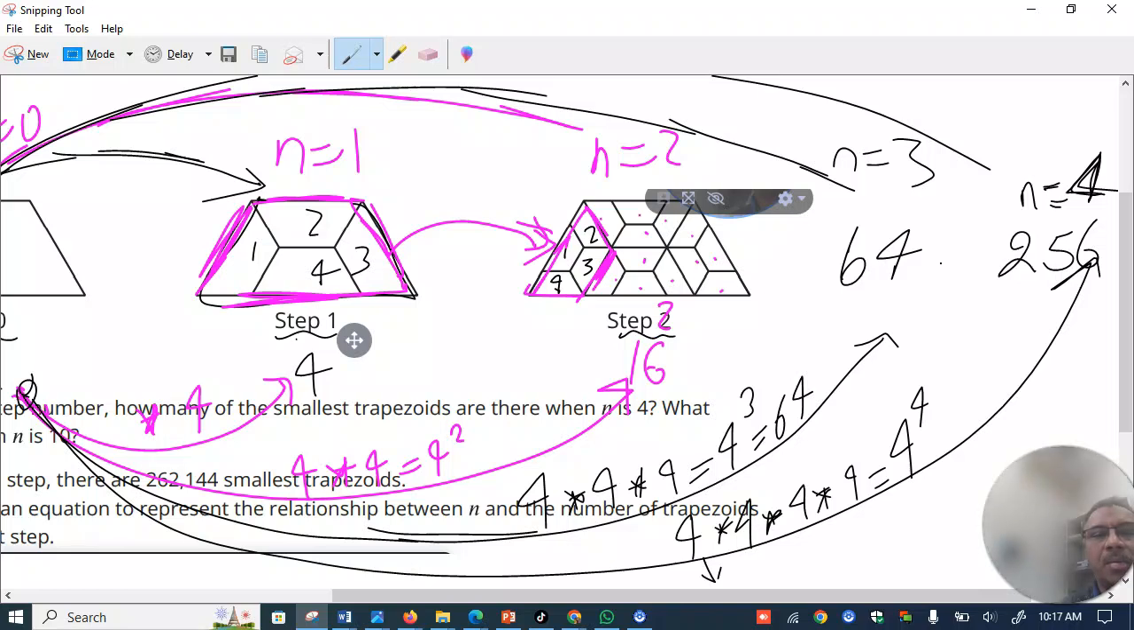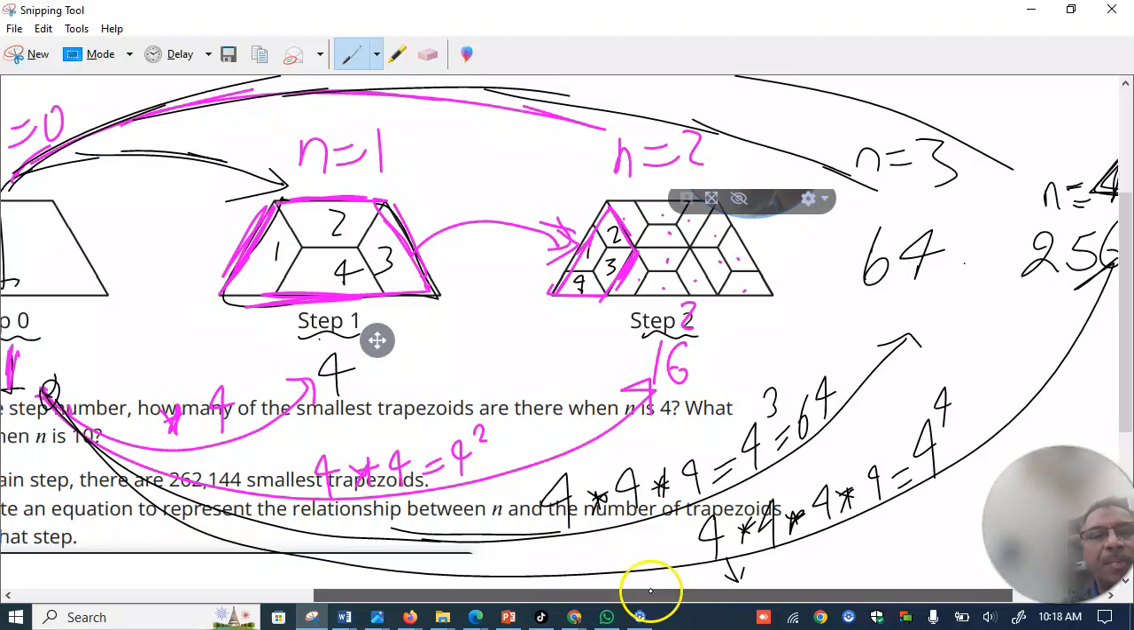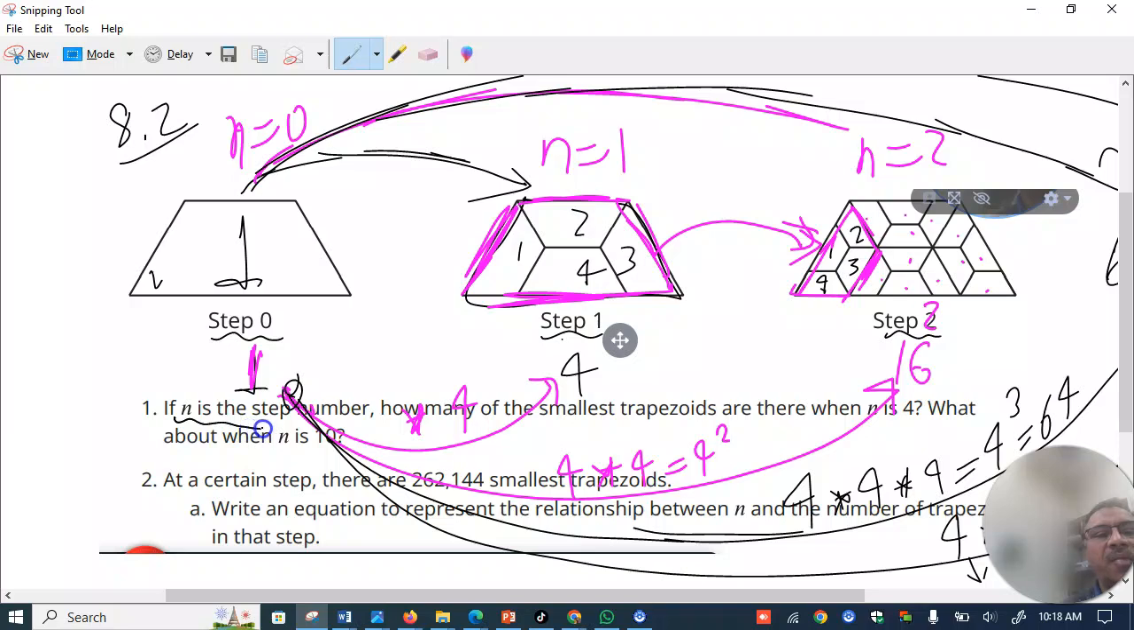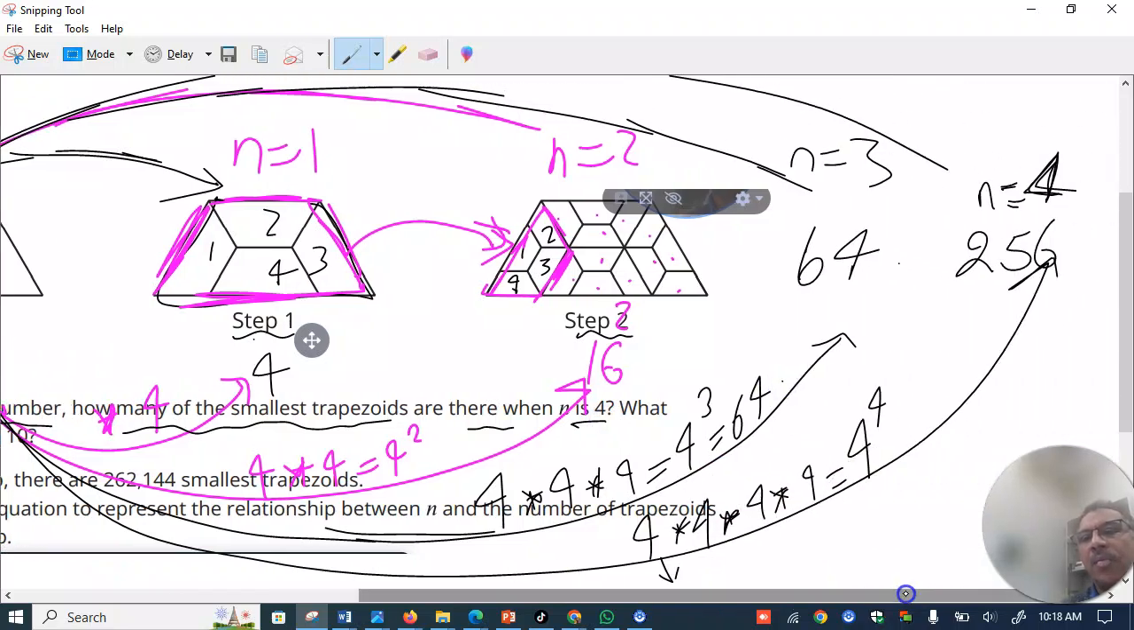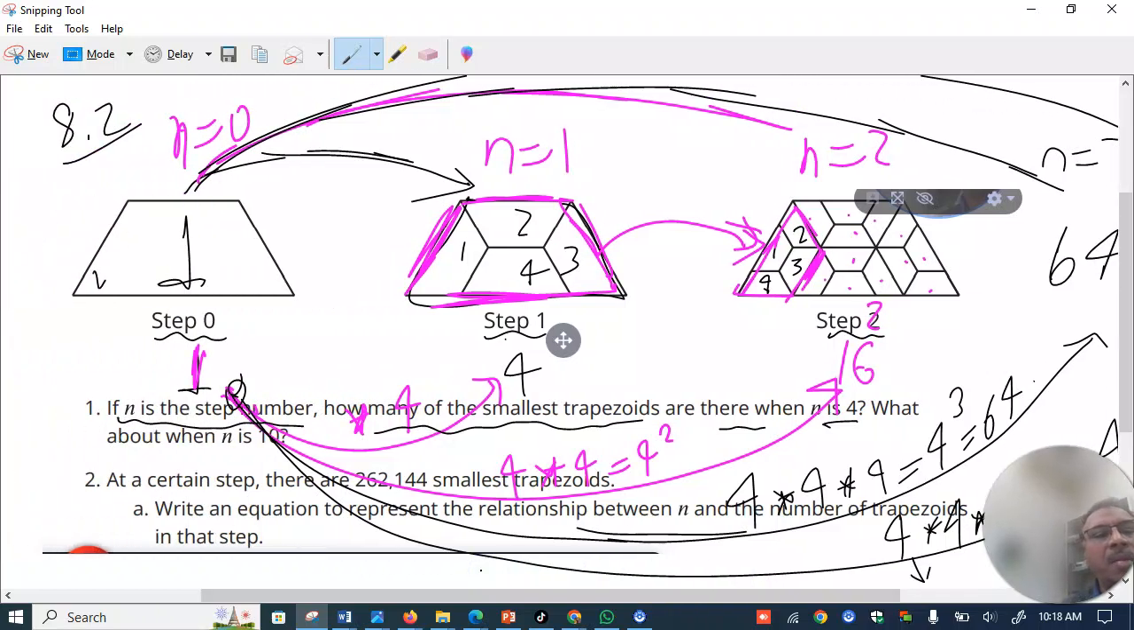And let's go to answer the questions. So if n is step number, how many smallest trapezoids are there when n is 4? Which we already see. There are 256, and we also saw how we got there. What about when n is 10?